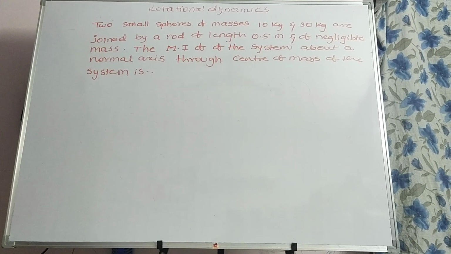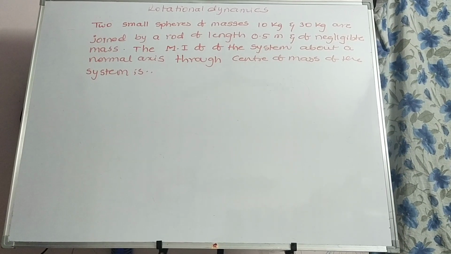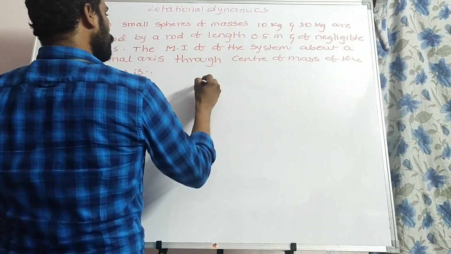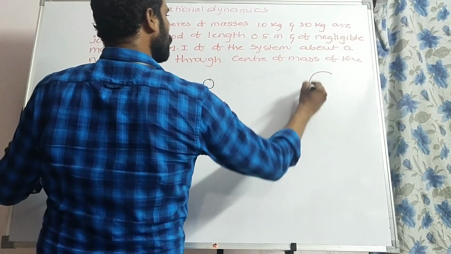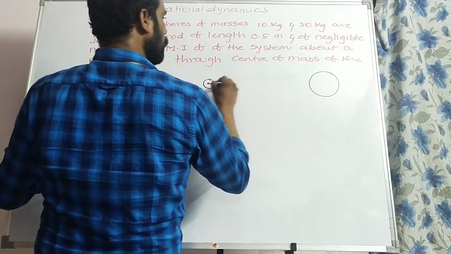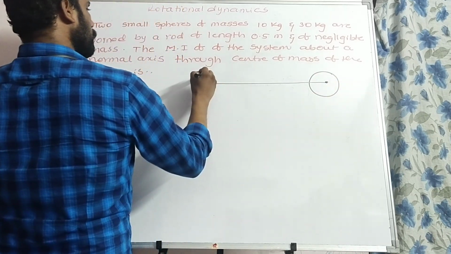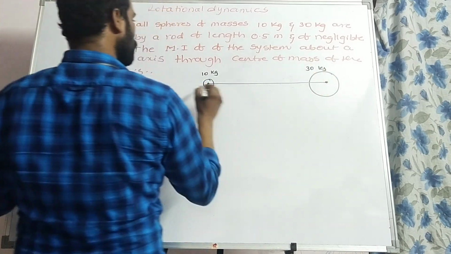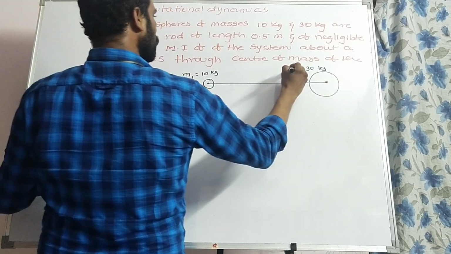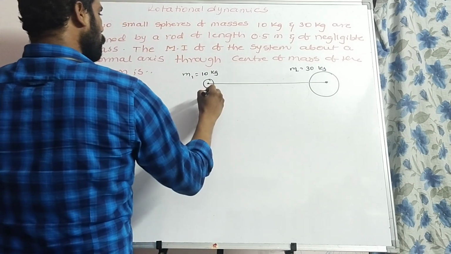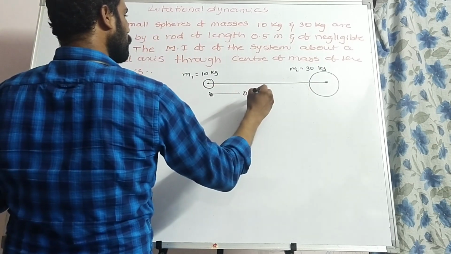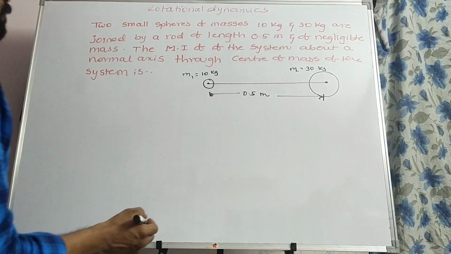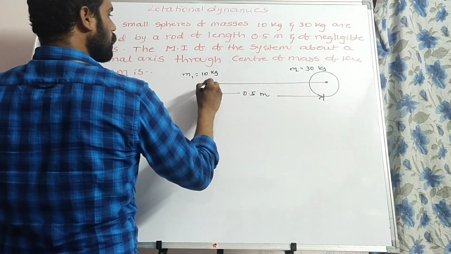So now here we have another problem. Two small spheres of masses 10 kg and 30 kg are joined by a rod of length 0.5 meter. See here, this is 10 kg, this is 30 kg, M1, M2. Both are separated by a distance of 0.5 meter, and the rod is of negligible mass. Of course, the metallic rod mass is negligible.